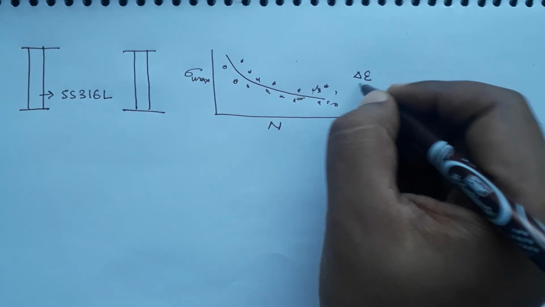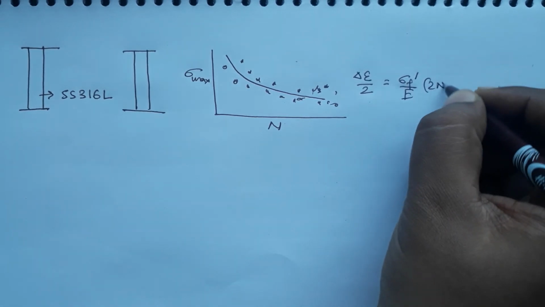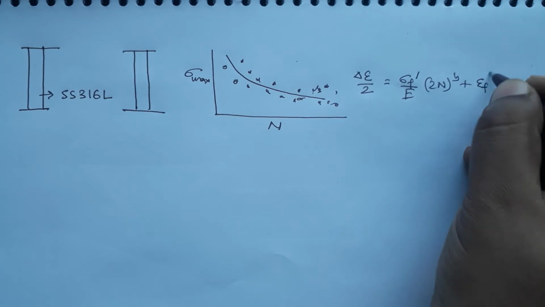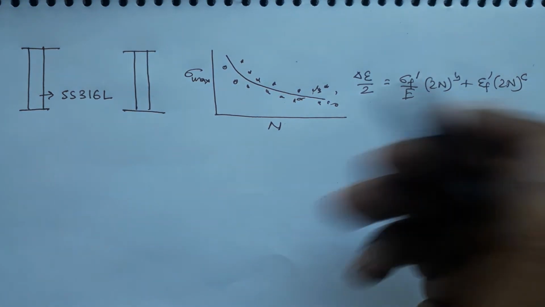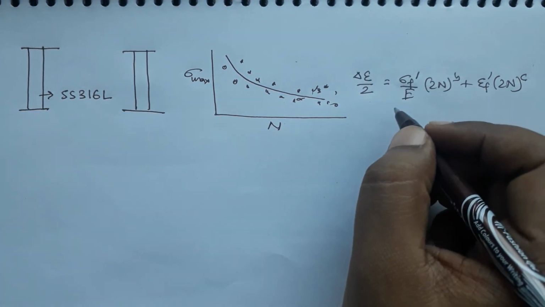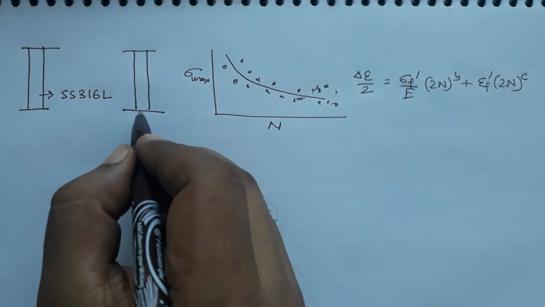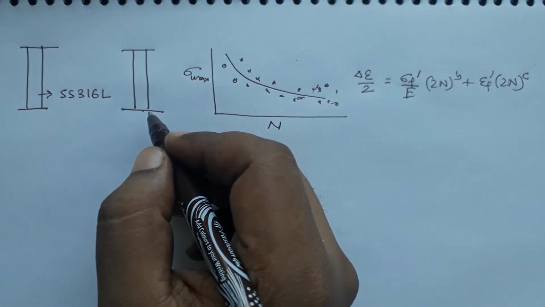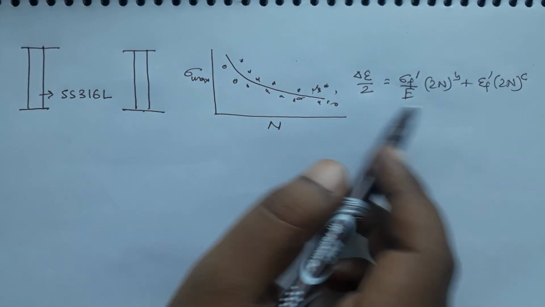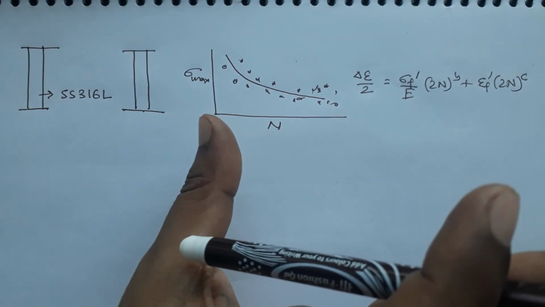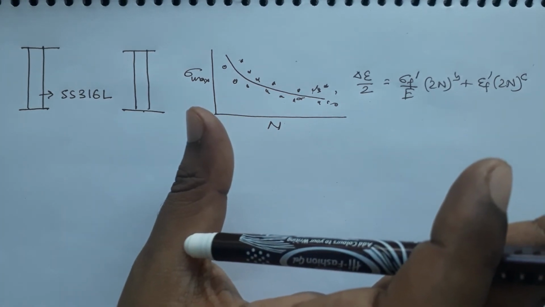For example, epsilon by 2 is equal to sigma f dash divided by E into (2n) to the power b, plus epsilon f dash into (2n) to the power c. Something like this we find, or we may find something like what Manson gave, some empirical equation. Now, another person does the same test, and if he is not able to find an equation which does not vary by a significant amount, then there is a problem.